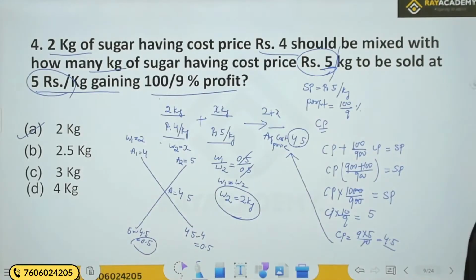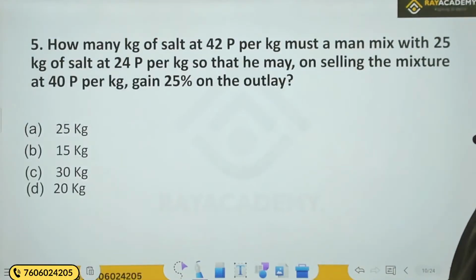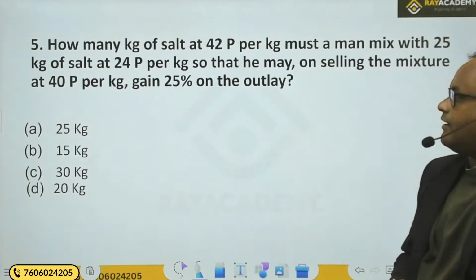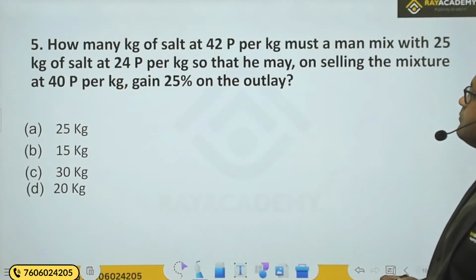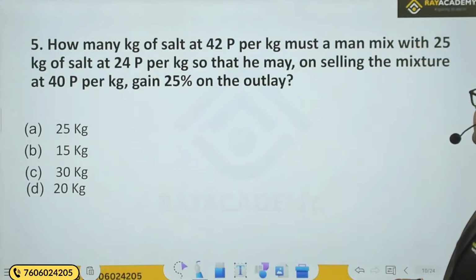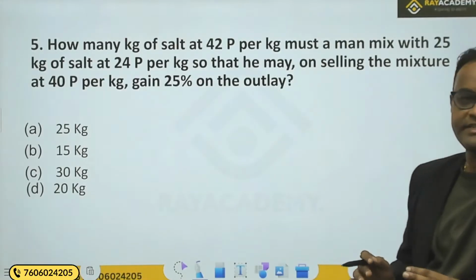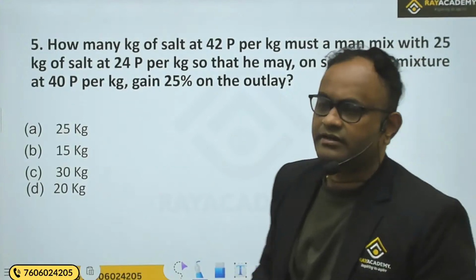So this is question number 4. Then come to question number 5. How many kg of salt at 42 paisa per kg must a man mix with 25 kg of salt at 24 paisa per kg, so that he may, on selling the mixture at 40 paisa per kg, gain 25% on the outlay? Sorry, all the things are in paisa. Same similar question, just different figures, but different things they have given.